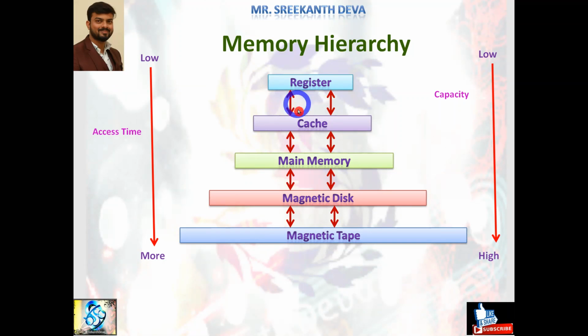But if you go with the higher level storages like next level caches, main memories, magnetic disk, magnetic tape, it takes more access time. Then obviously the performance of the processor is going to degrade. When it is nearest, the access time is lower and the performance is going to increase. Remember it.